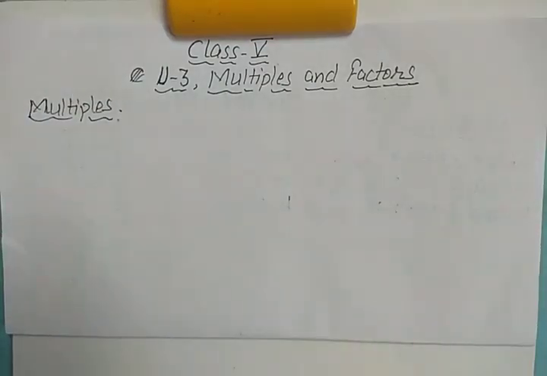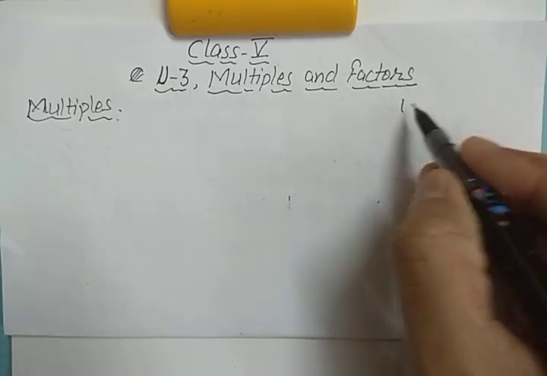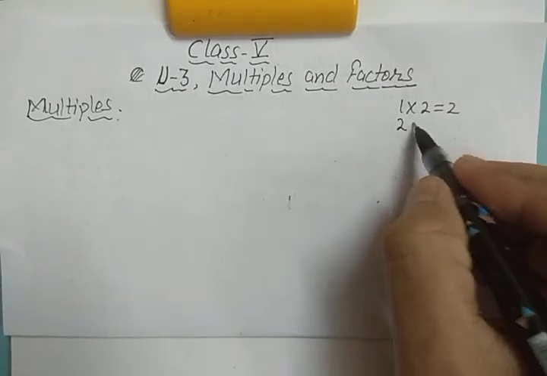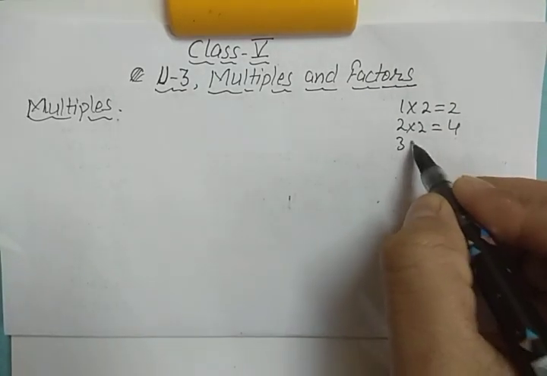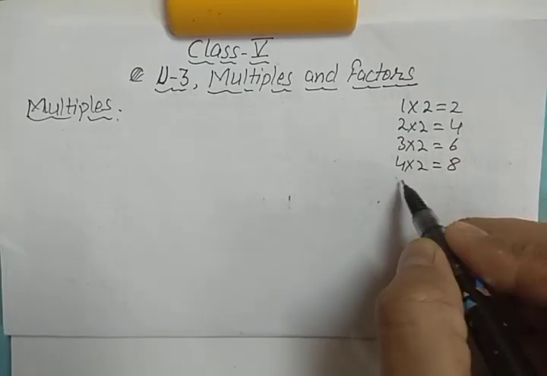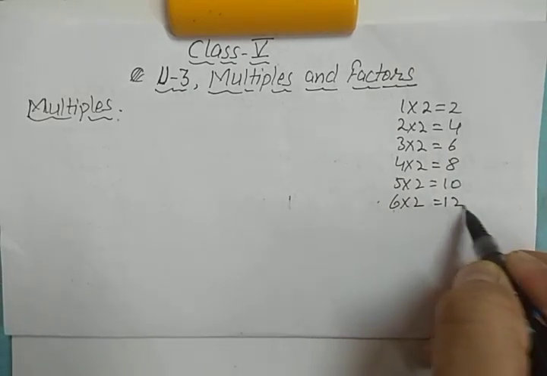Do you remember the multiplication tables? Yes. You have done the tables of 2, 3, 4, 5 and so on in earlier classes. Let us write the table of 2. 1 times 2 is 2, 2 times 2 is 4, 3 times 2 is 6, 4 times 2 is 8, 5 times 2 is 10, 6 times 2 is 12, and so on.